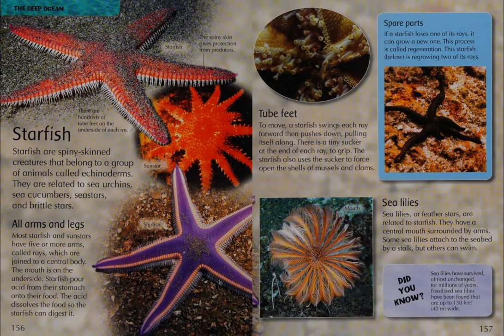Spare parts. If a starfish loses one of its rays, it can grow a new one. This process is called regeneration. This starfish, below, is regrowing 2 of its rays.